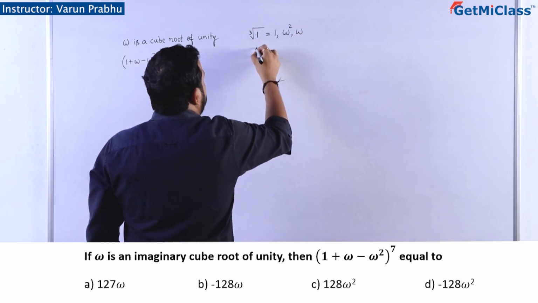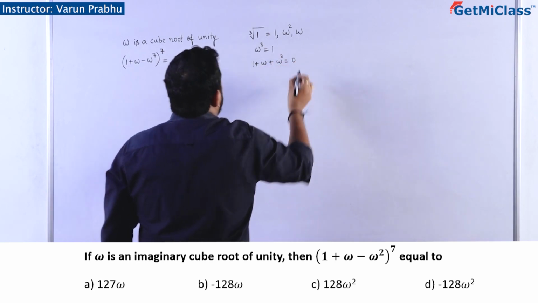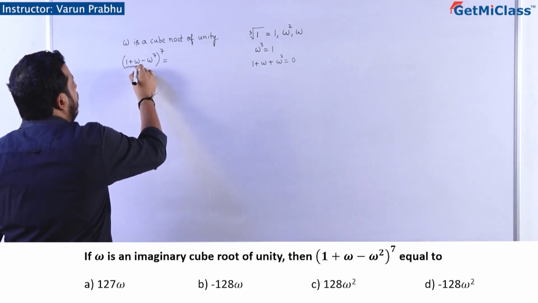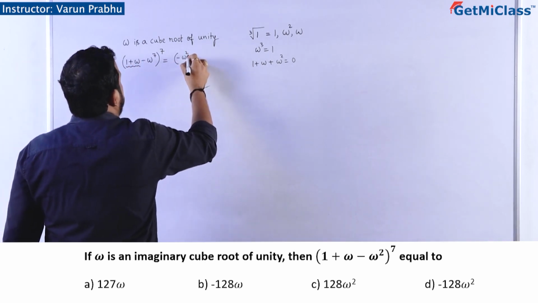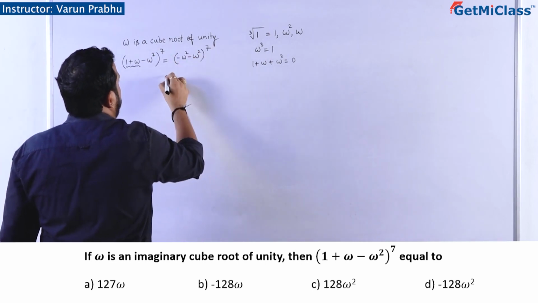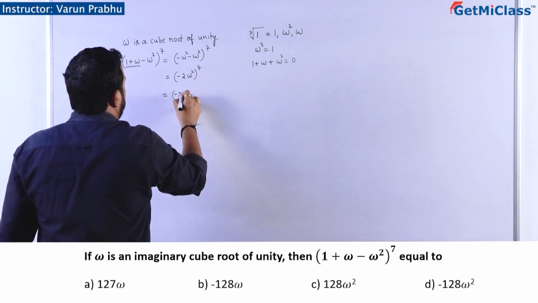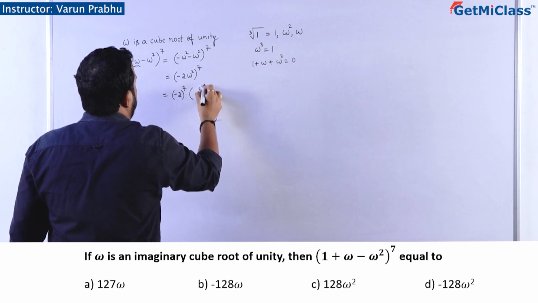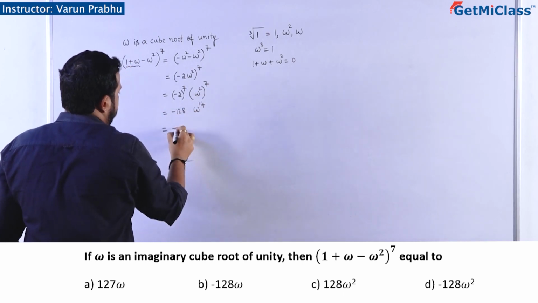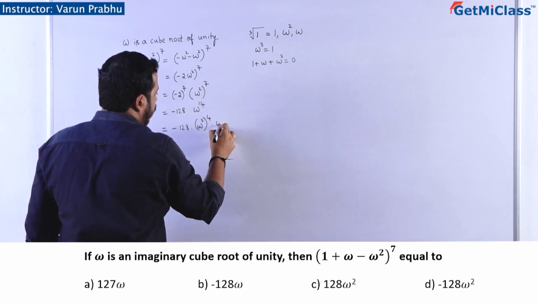We know this, such that omega cube is equal to 1 and 1 plus omega plus omega square is equal to what? It is 0. Do you follow? So now, going by the same concept here, 1 plus omega can be written as what? Minus omega square. Here this is nothing but minus omega square to the power of 7, which is nothing but minus 2 omega square to the power of 7, which can be written as minus 2 to the power of 7 into omega square to the power of 7, which is nothing but minus 128 into omega to the power of 14, which is minus 128 into omega cube to the power of 4 into omega square.